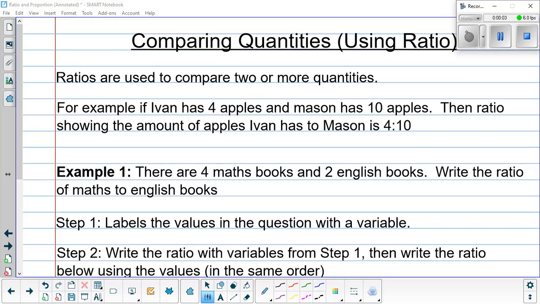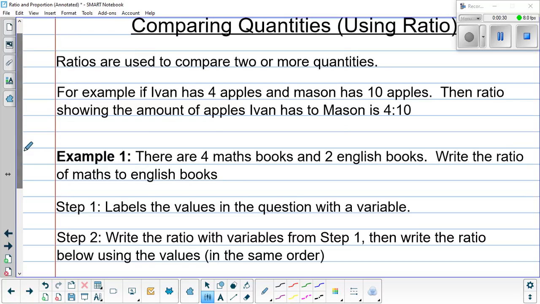So we're going to compare quantities using ratios. Ratios are used to compare two or more quantities, just kind of like fractions are. They just represent them in a different form and can show different bits of information. For example, if there's a guy named Ivan, he has 4 apples, and his friend Mason has 10 apples. Then the ratio showing the amount of apples Ivan has to Mason is 4 to 10, right? So we're just writing it in a different format.